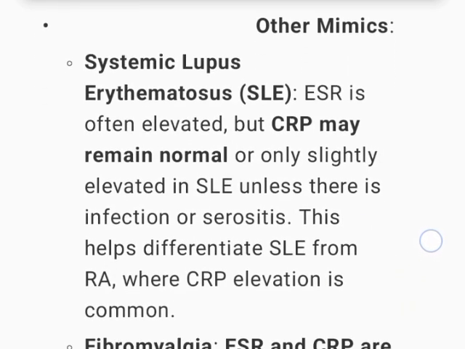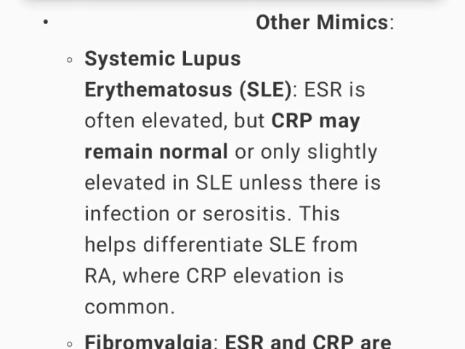Other mimics, systemic lupus erythematosus, SLE. ESR is often elevated, but CRP may remain normal or only slightly elevated in SLE unless there is infection or serositis.